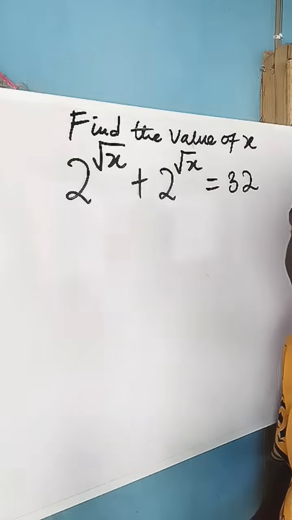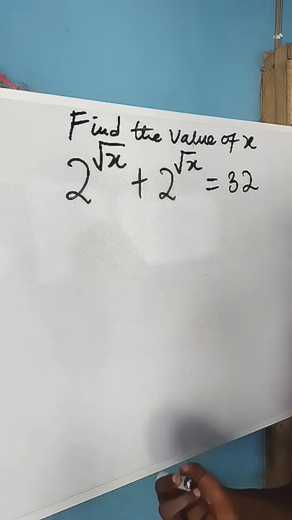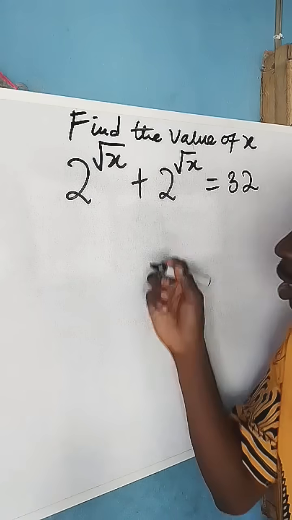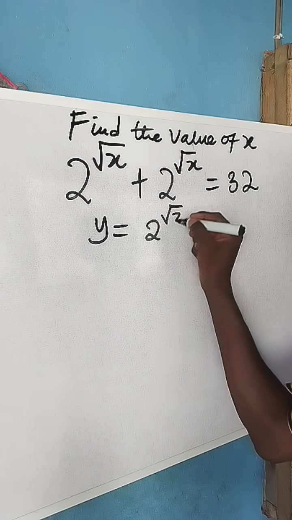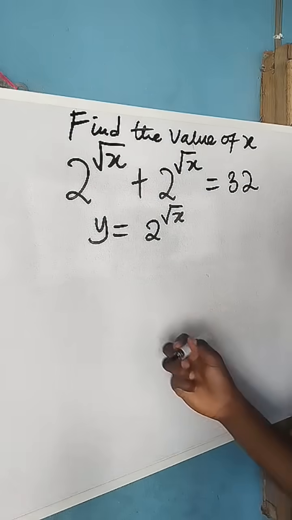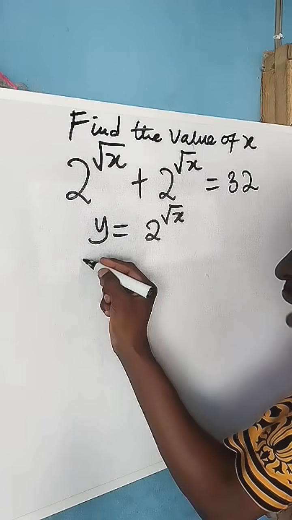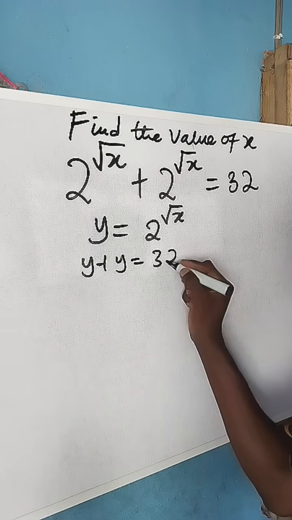Let's use substitution, right? Let's say that y is equal to 2 to the power of root of x. This is another method, right? So that anywhere you see 2 to the power of root of x, you can put in y. Of course, we are going to have y plus y equal to 32, right?